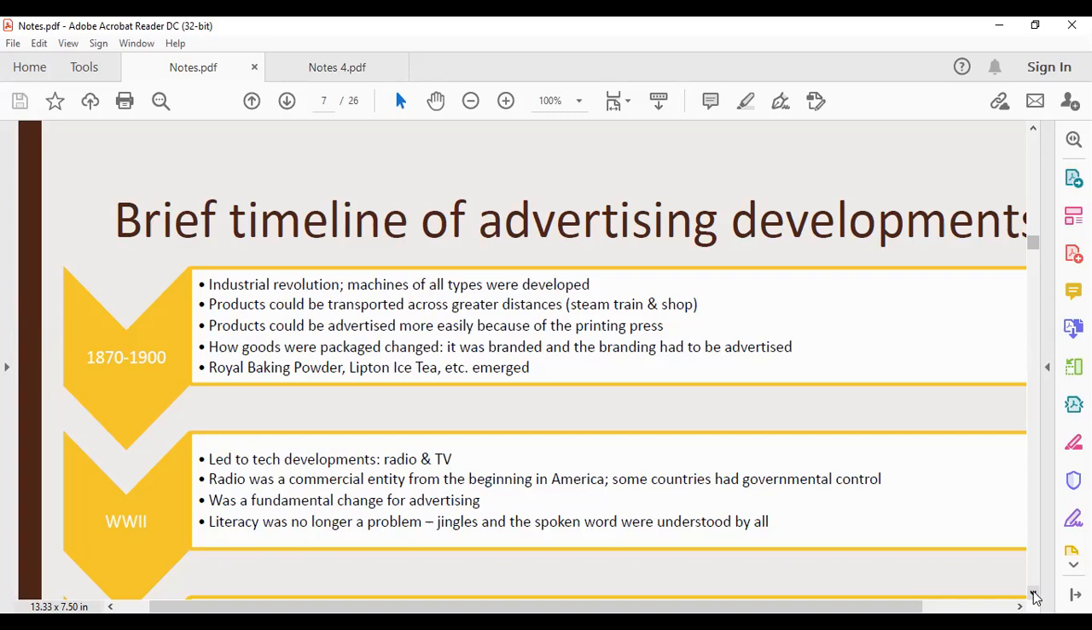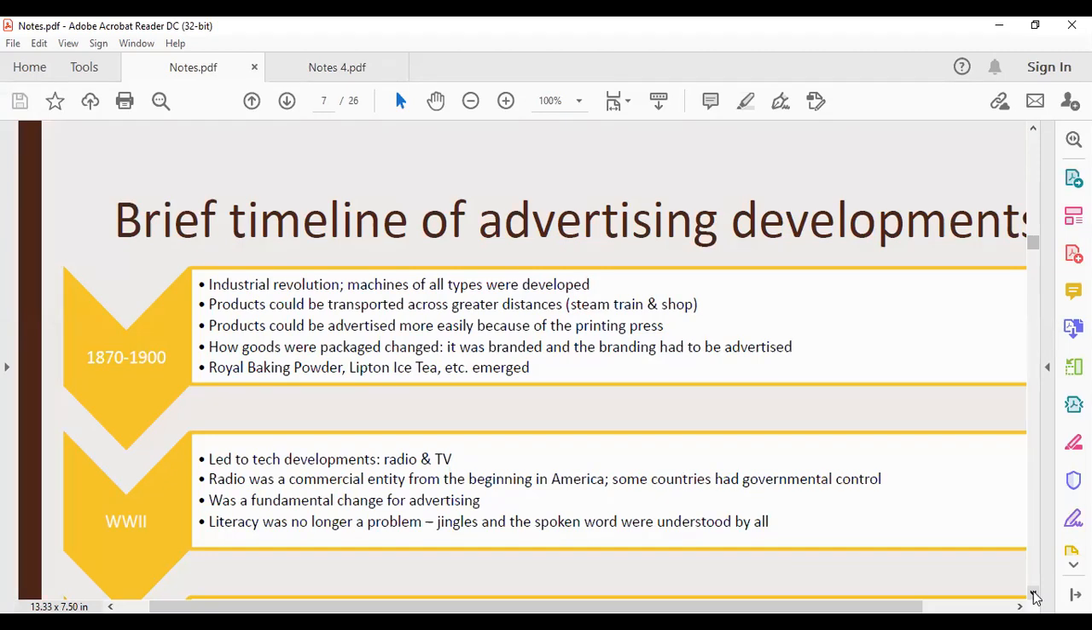Then we moved into World War II, during the Hitler time. This led to technological developments, radio and TV. Radio was a commercial entity from the beginning in America. Some countries had government control. So during World War II, radio was so influential and so important that outside the United States, governments used to control radio because it was used as a propaganda tool, a propaganda way of communicating with the masses, just like how Hitler used radio to manipulate the Germans.